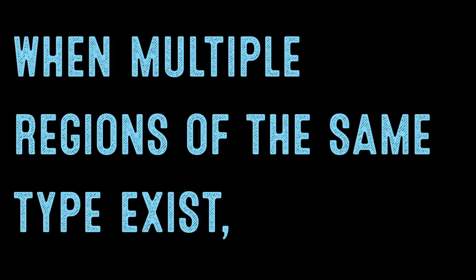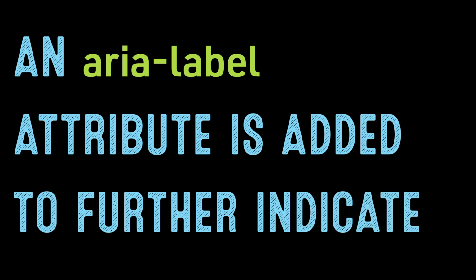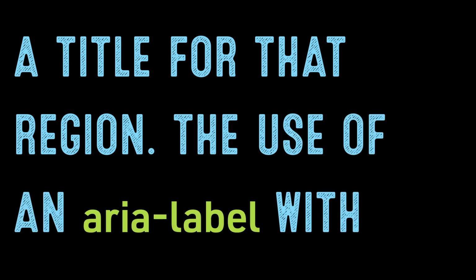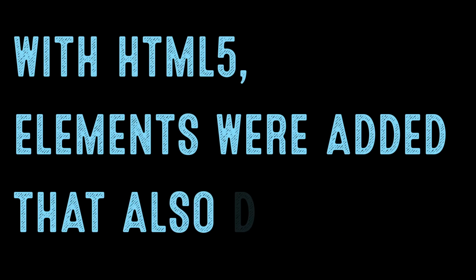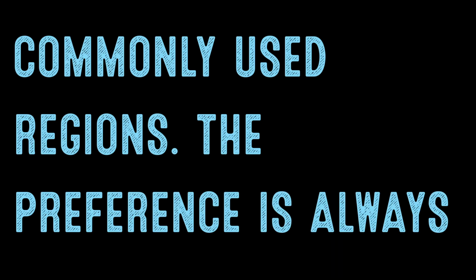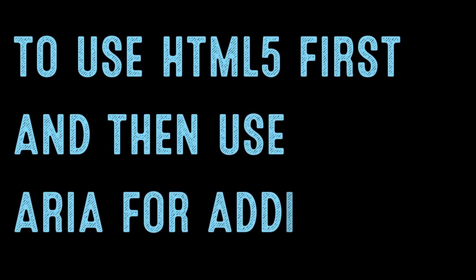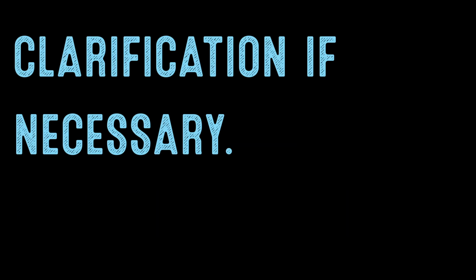When multiple regions of the same type exist, an aria-label attribute is added to further indicate a title for that region. The use of an aria-label with a section element defines it as an ARIA landmark. With HTML5, elements were added that also define commonly used regions. The preference is always to use HTML5 first and then use ARIA for additional clarification if necessary.